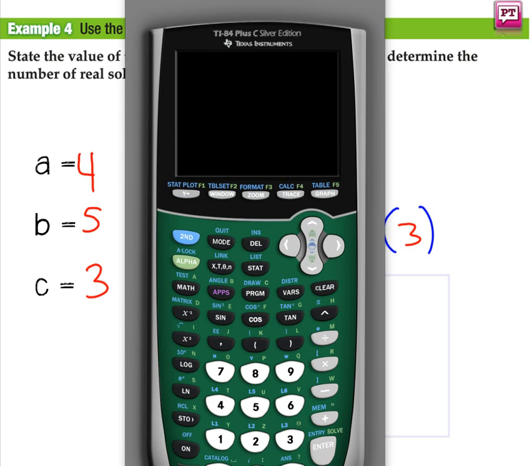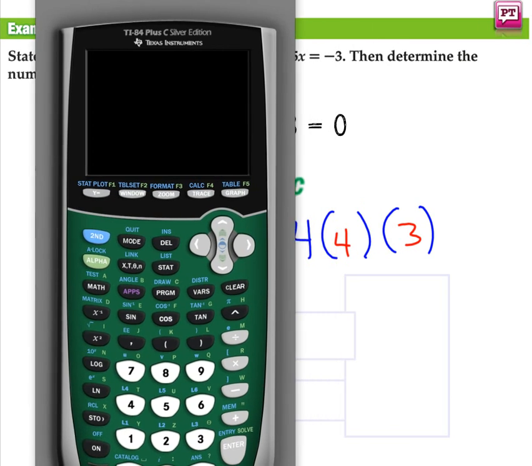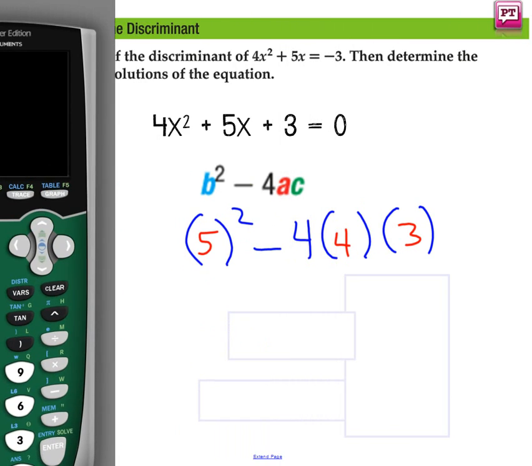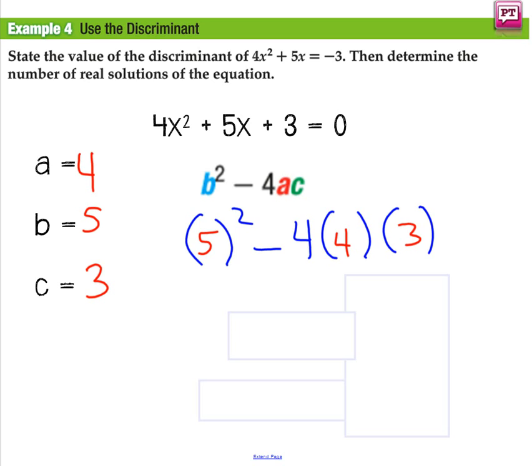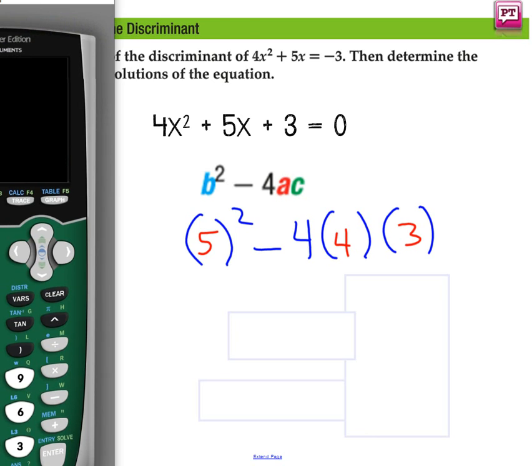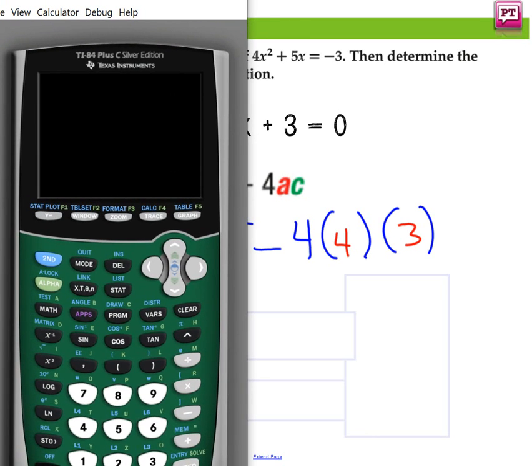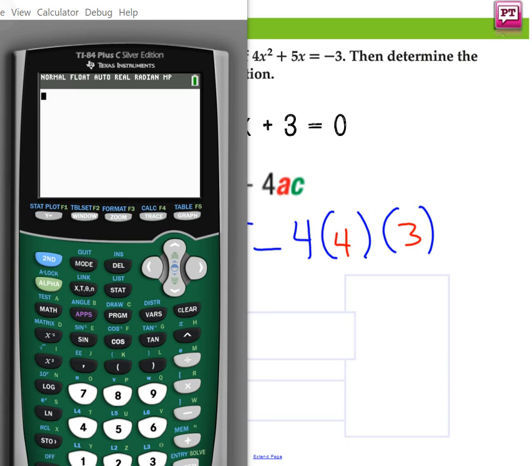You turn your calculator on. Turn your calculator on. Whoops. Move this so you can see it. Sorry. It's being a little tricky today. There we go.